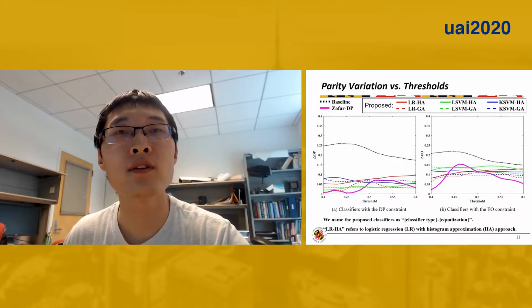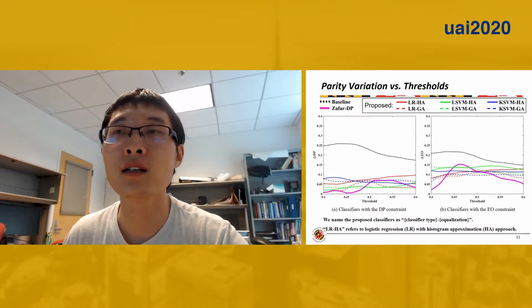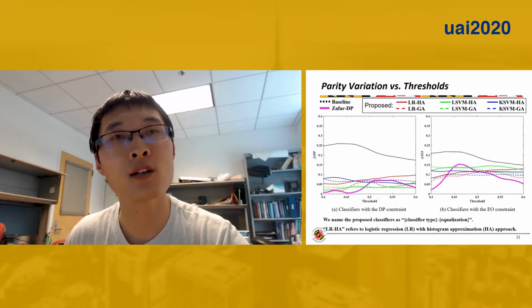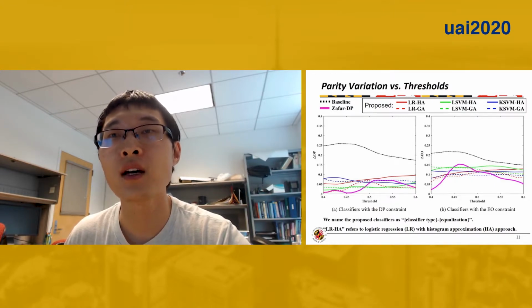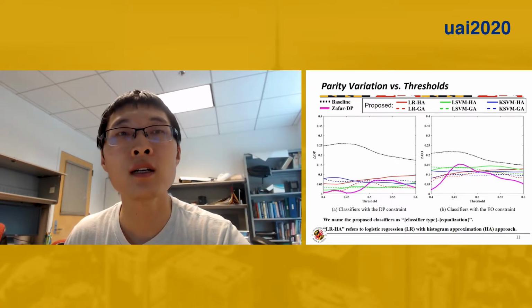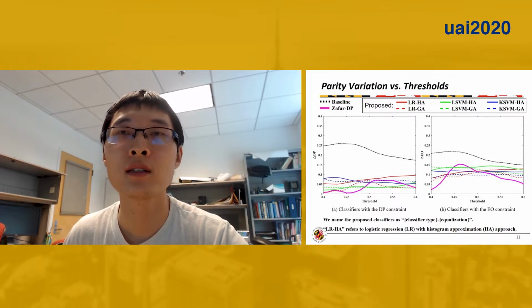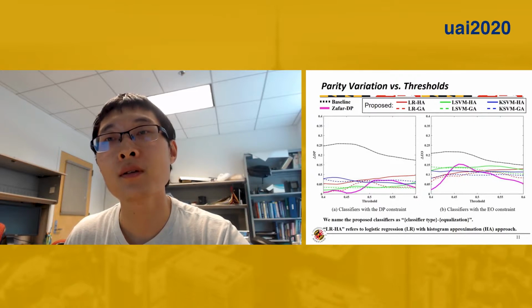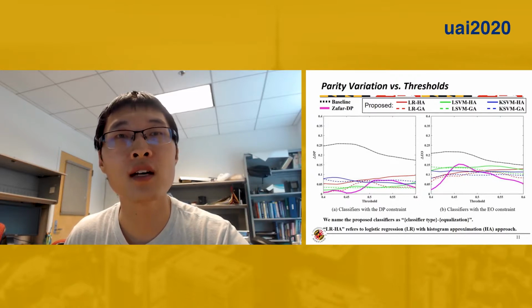Here we show the parity variation versus classification thresholds. The baseline refers to the unconstrained classifier. The ZFA method refers to prior art with classification parity constraints. From the figure, we can see that the curves from our proposed classifiers are much flatter. This means in our proposed classifiers, slightly modifying the threshold doesn't affect the parity to a large extent compared with the baseline and the prior art. This also suggests that our proposed constraints are effective in reducing the classifier sensitivity to the threshold in terms of the classification parity.